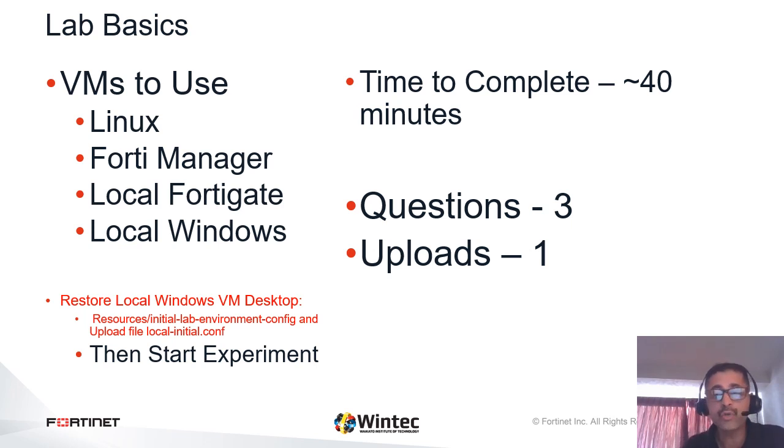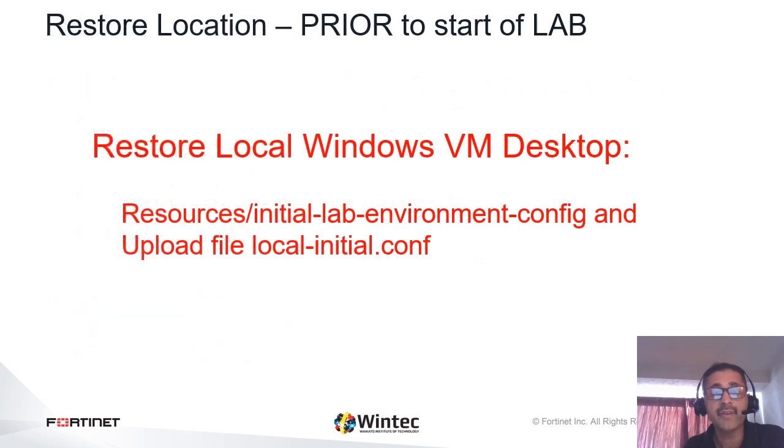Now, an important thing that you need to remember, especially when you're using the virtual instance of the labs, is that you have to first restore the local FortiGate with the necessary initial configuration files. So on the local Windows VM desktop, you have to go to the local FortiGate, open the local FortiGate, and from there restore the initial lab environment, which is within the resources folder, and then start the lab. It will prevent you from having any kind of problems of networking. Sometimes you may experience this if you're using the virtual lab.